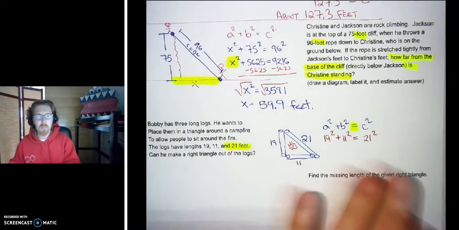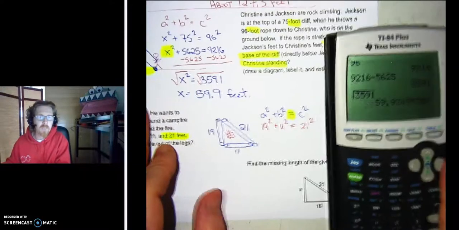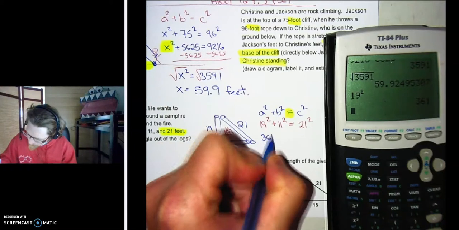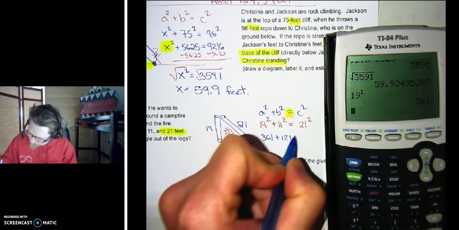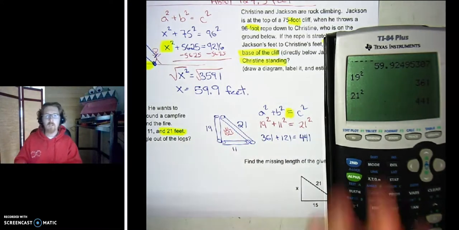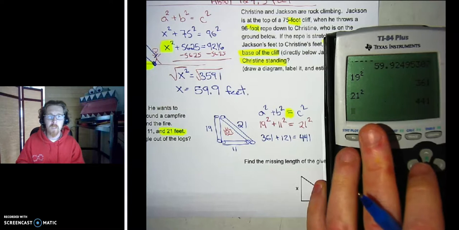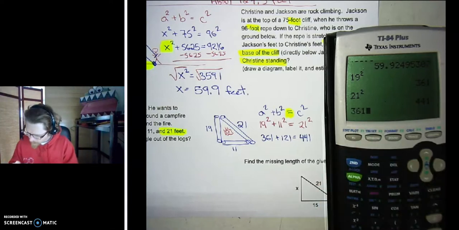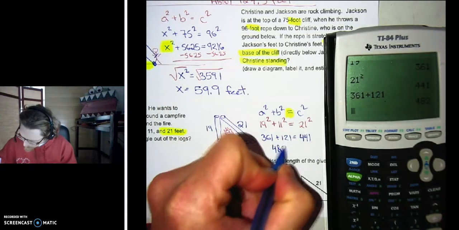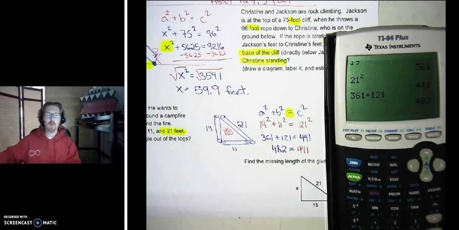And again, because these are fairly large numbers, I'm just going to jump to my calculator to give me some of these values. So 19 squared is 361. 11 squared, I know that's 121. And 21 squared is 441. So for Bobby to be able to make a right triangle, this has to be true. Let's take 361 and add it to 121. I get 482. Now 482 is not 441.